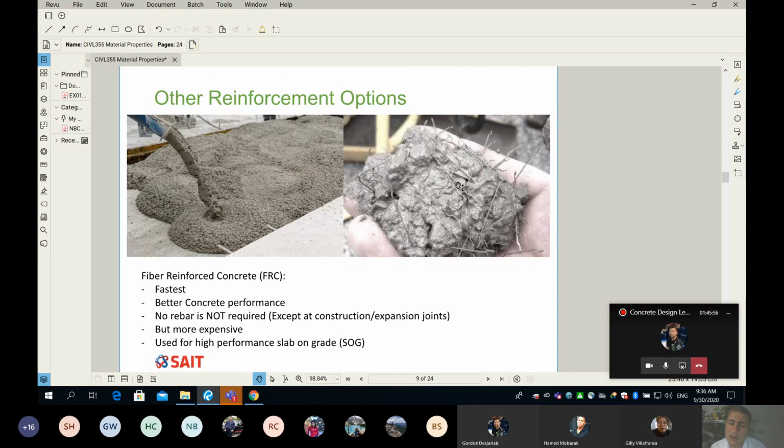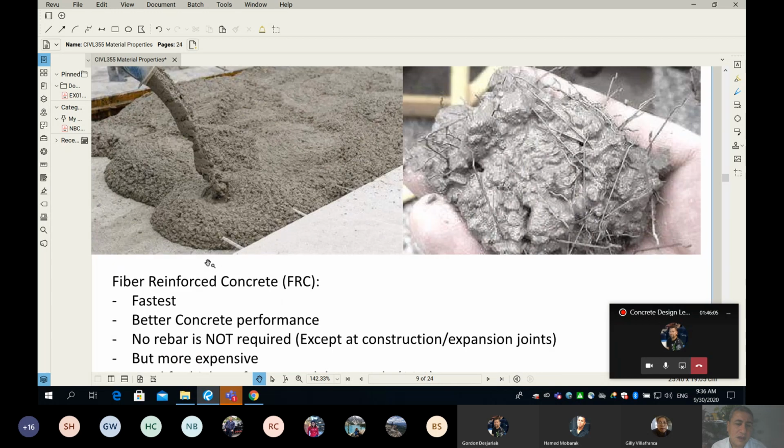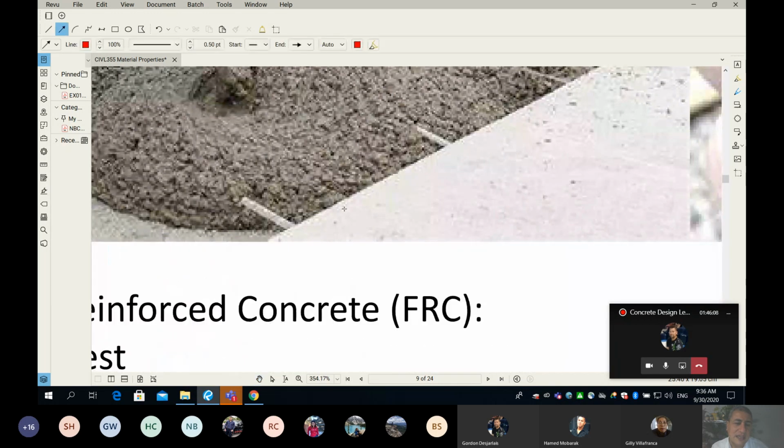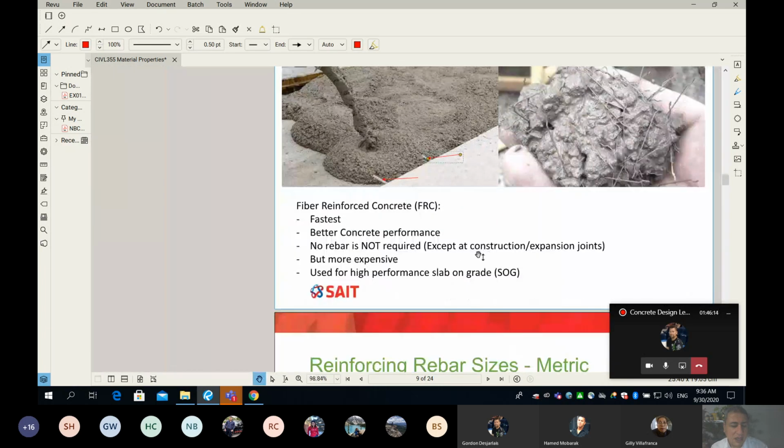So we don't need any rebar because it simply stops the cracking. We only need rebar at very few points. You can see here there are even some rebar sticking out. I'm going to zoom in. Okay, so you can see this guy here is a rebar. And this is happening only at very few places, which, I wrote it here, are at construction joint and expansion joint. So we place them very, very limited.